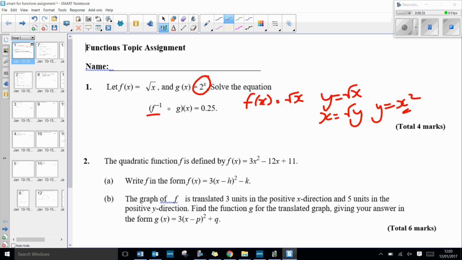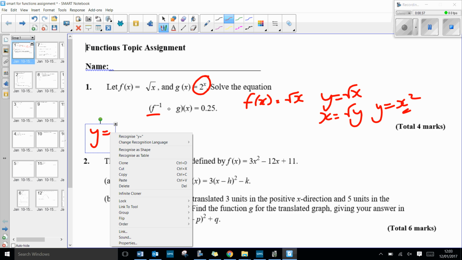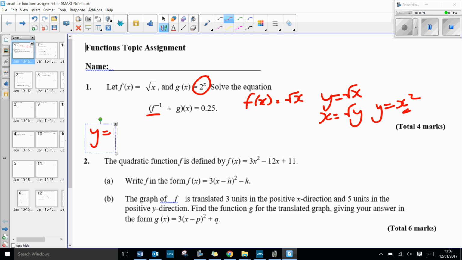So we've got y equals 2 to the power x all squared, which is 2 to the 2x. Now 2 to the 2x is equal to 0.25. So 2 to the 2x equals 1/4.